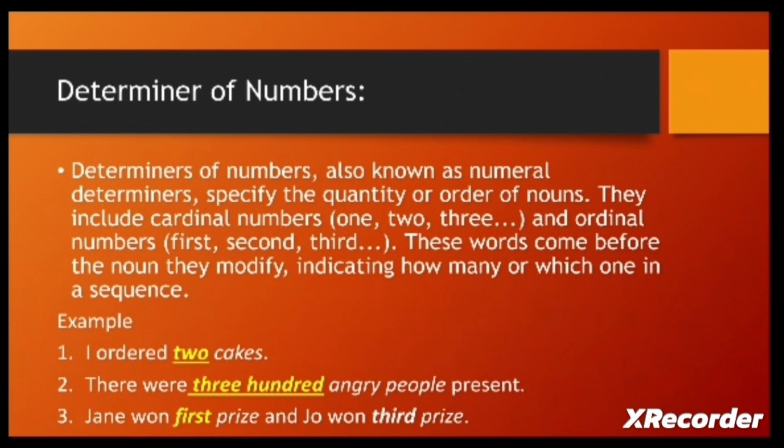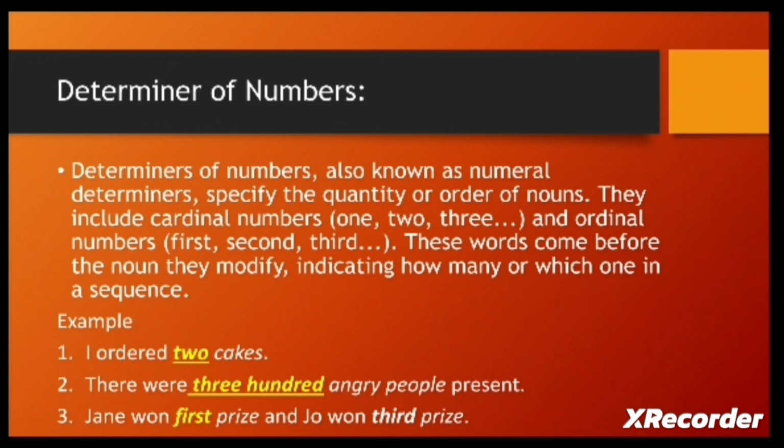Next we are having determiners of number. Here we can see in the examples a perfect number for the particular noun is given. Let's understand what determiners of number are. Determiners of number are also known as numeral determiners. They specify the quantity. They tell us the exact quantity or the order of the noun. They include cardinal and ordinal, both kinds of numbers can be used here. These words come before the noun. They modify it, indicating how many or which one in the sequence.